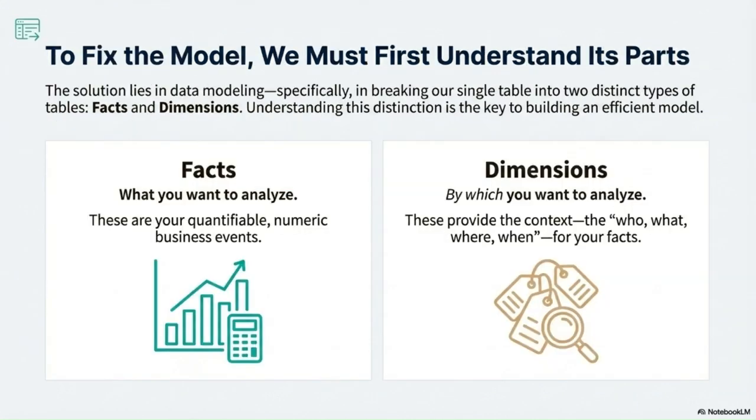To fix this, we need to understand the key idea in data modeling, facts and dimensions. Facts are what you want to analyze, numbers like sales amount, quantity, or discount. Dimensions provide the context: who, what, where, and when. Once you understand this separation, everything in Power BI starts to make sense. Facts or measures are what you want to analyze, and dimensions are the things by which you want to analyze them.